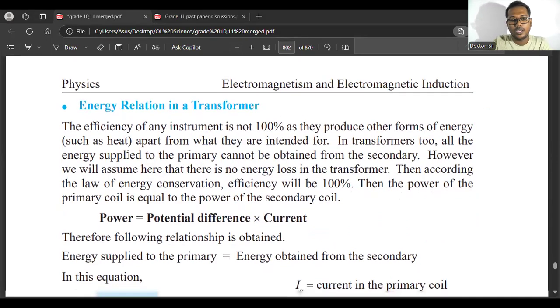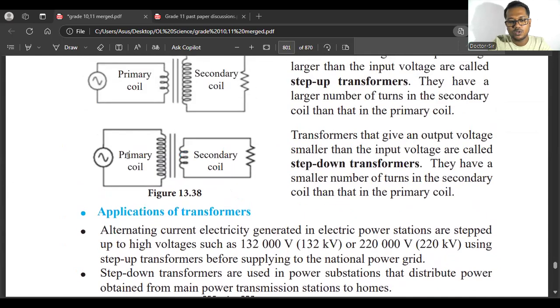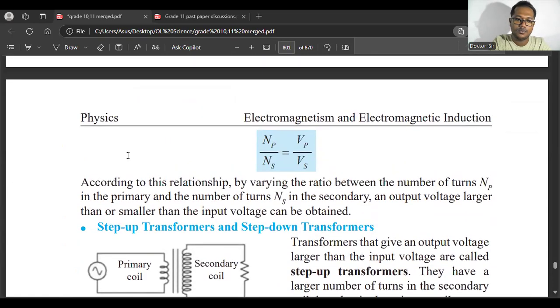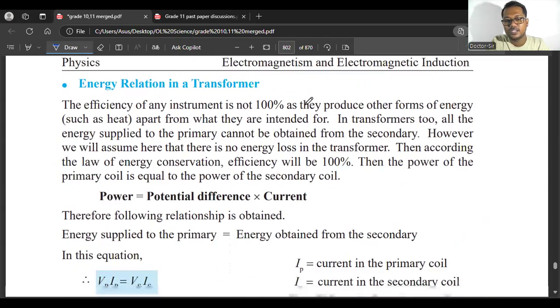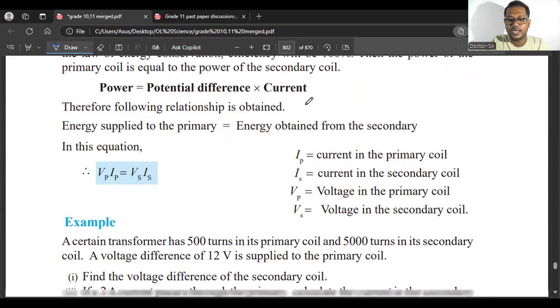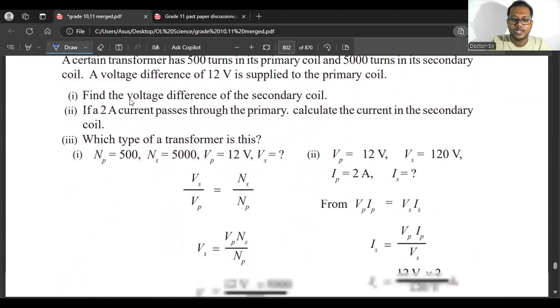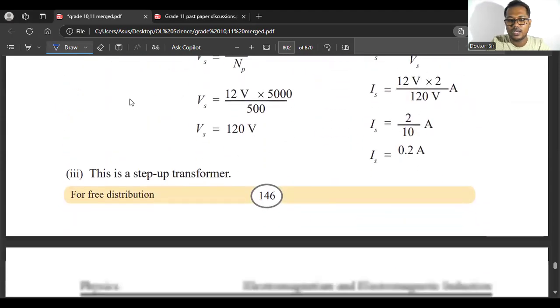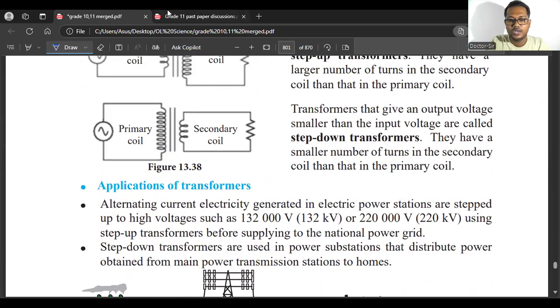Here they have mentioned these things, so you can go through and see your textbook. This is the number of coils and voltage connection. And here they are telling about the power and energy as well. The equation is given here. Some example questions are also given here, so you can try these in your textbooks. Okay, right. Now I'll move on to the next question.